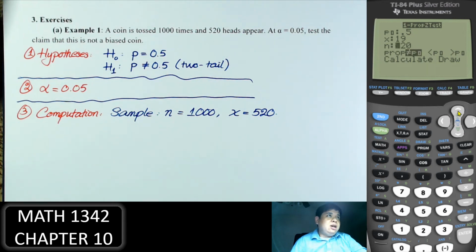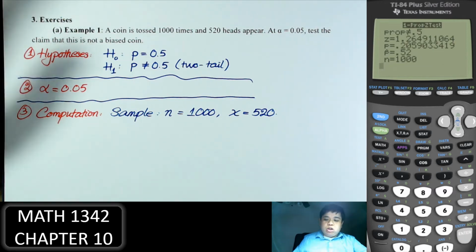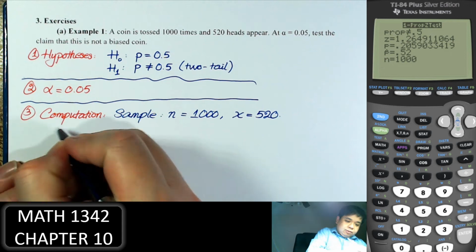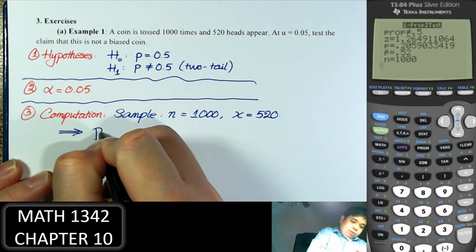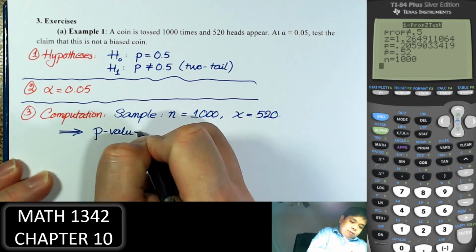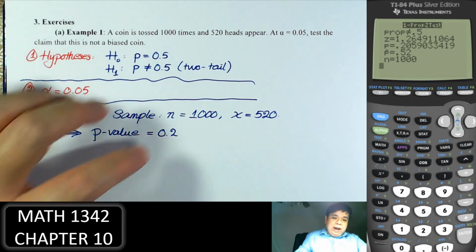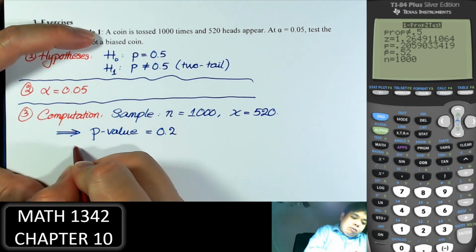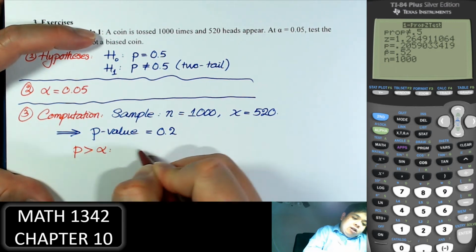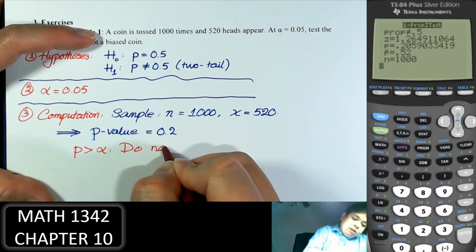X is 520 out of 1,000. And now we calculate. The p-value is 0.2. And alpha is 0.05. So the p is bigger than alpha. So do not reject.